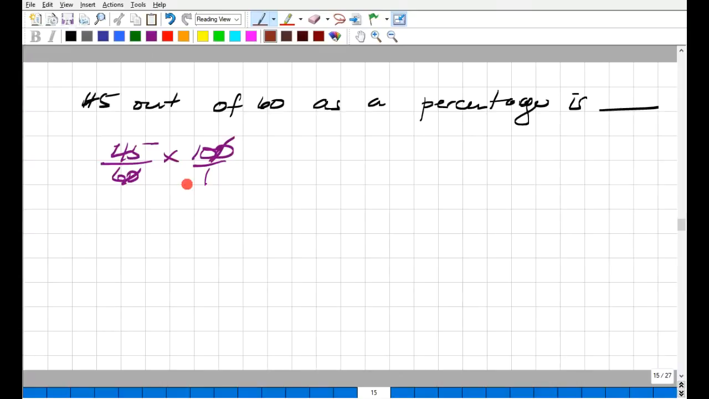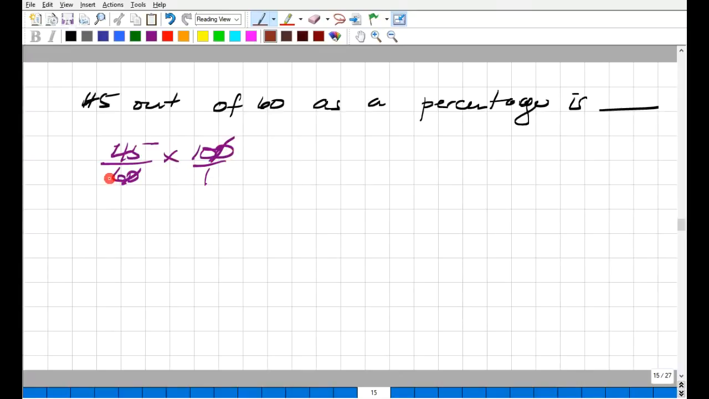Sir, you are canceling by a power of 10. So I'm dividing both the numerator and the denominator here by a power of 10. Which power of 10 am I dividing by? Sir, 10. Very good. So we were dividing by 10.